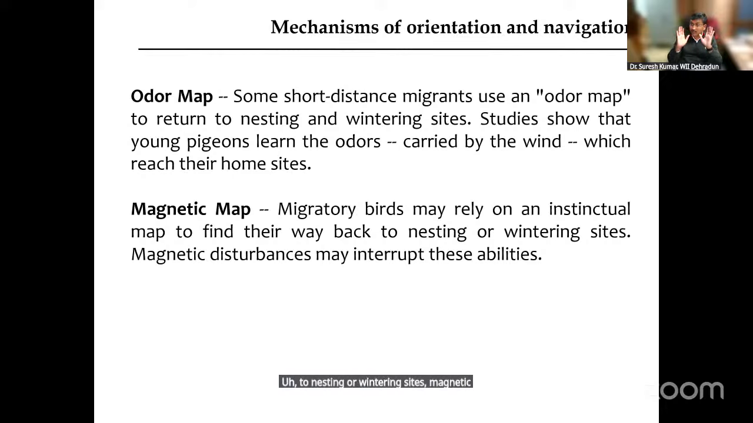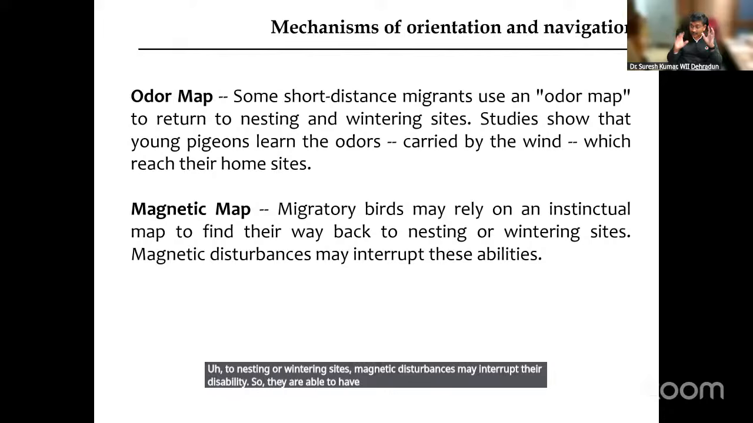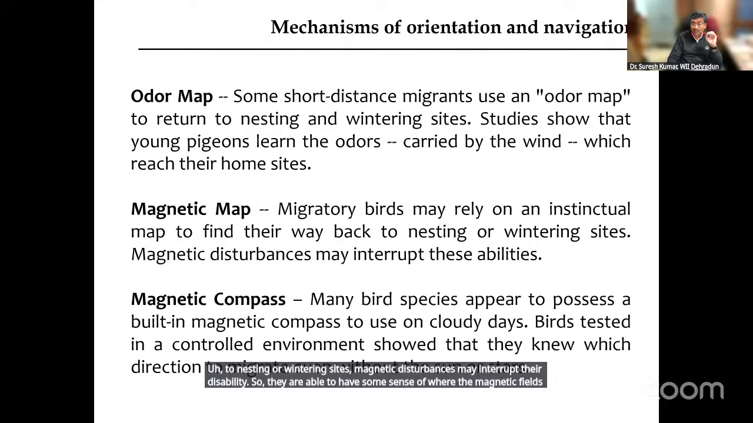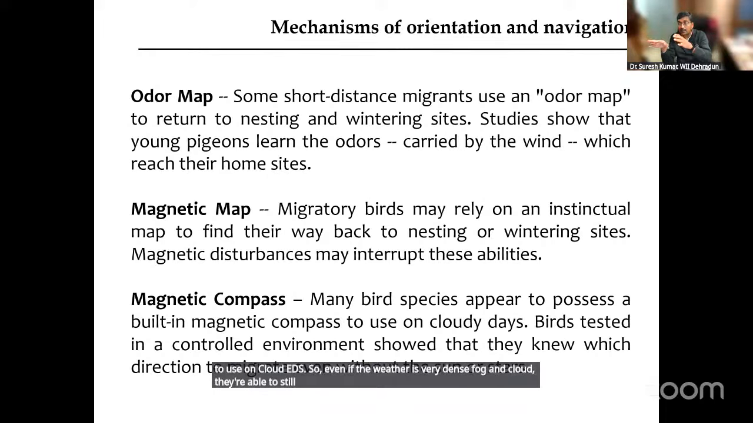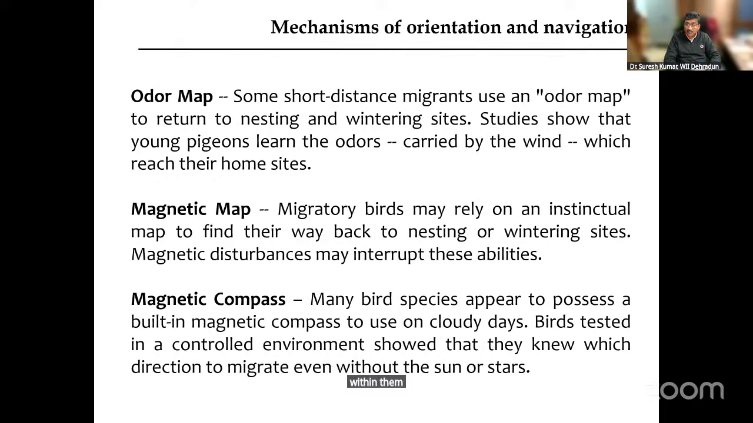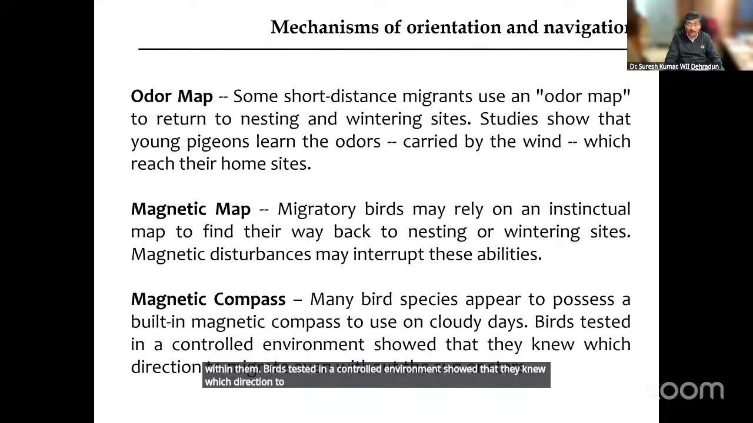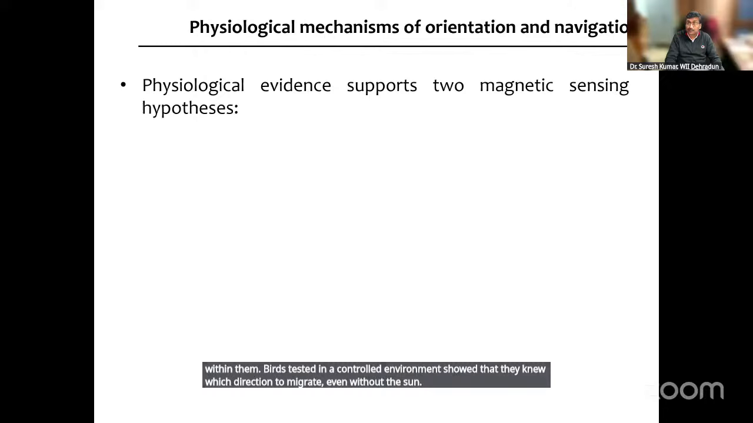Magnetic disturbances may interrupt their ability. So they are able to have some sense of where the magnetic fields are. Okay. And they have a sense of the compass or the direction. Many birds appear to possess a built-in magnetic compass to use on cloudy days. So even if the weather is very dense fog and cloud, they're able to still fly in that direction because there is something like a magnetic compass within them. Birds tested in a controlled environment showed that they knew which direction to migrate even without the sun or stars.